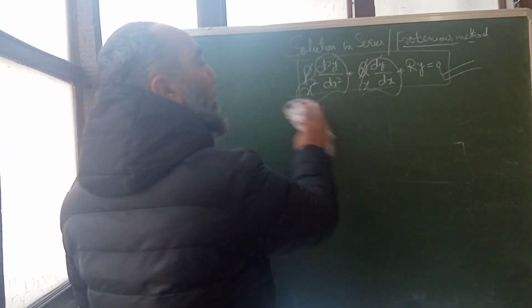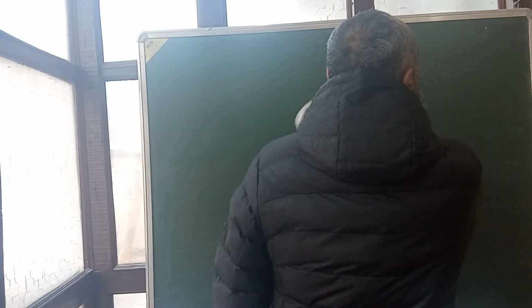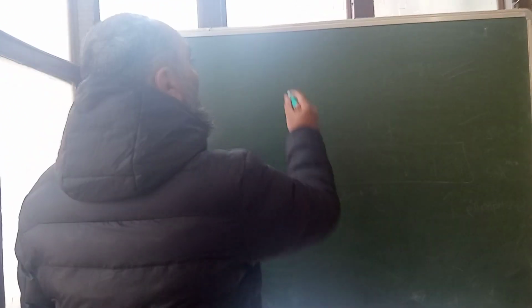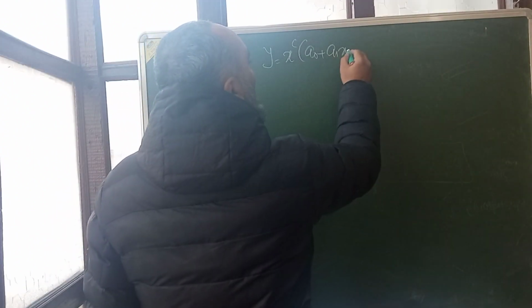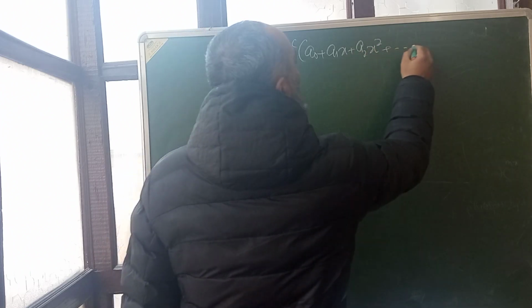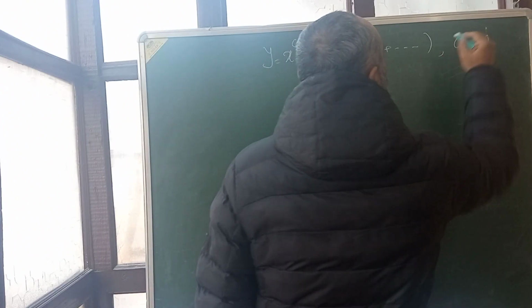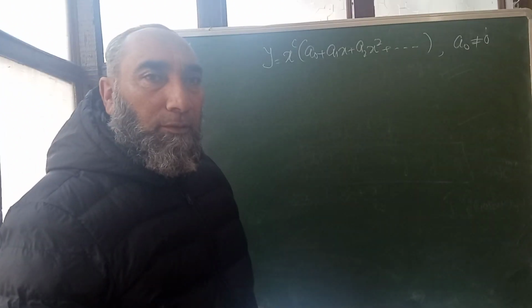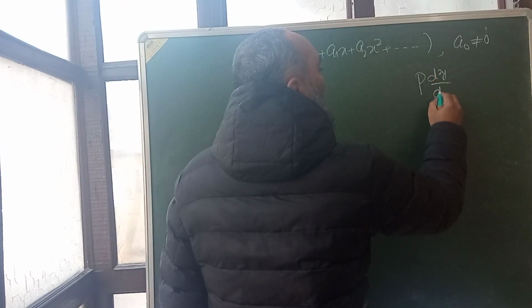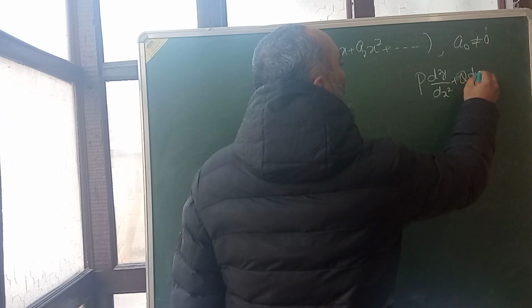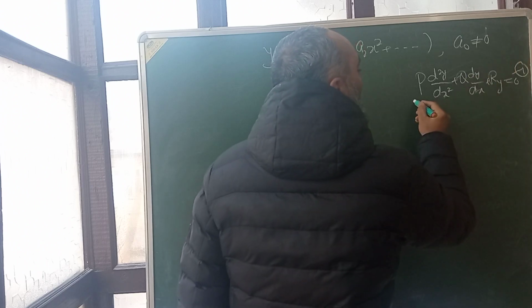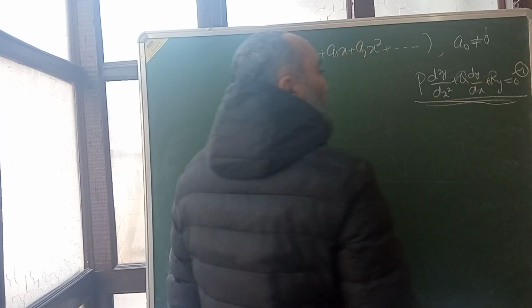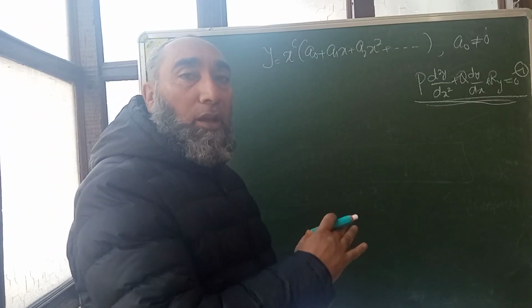If you have a linear differential equation with constant coefficient or variable coefficient of this form, what we suggest is that we assume that y equal to x raised to the power c times (a0 plus a1x plus a2x square plus so on), with a0 not equal to 0, is a solution of this differential equation. Which differential equation? P d2y/dx2 plus q dy/dx plus r y equals 0. This is one. We are solving equations of this form only.